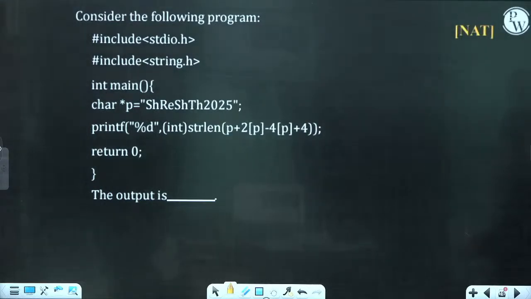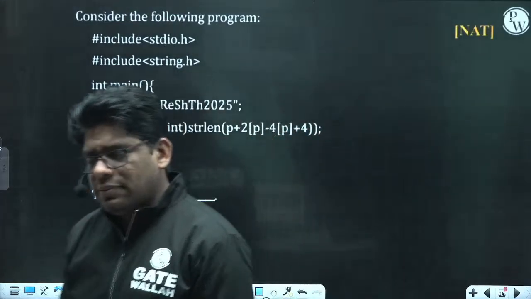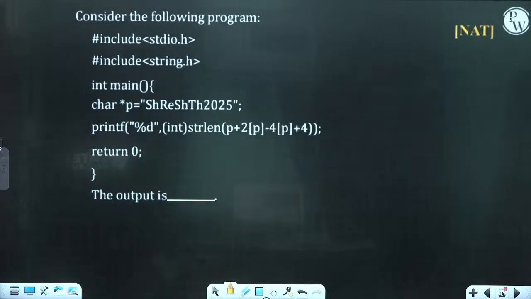Manju, maybe. Manju, does it really matter from where this question is? Just focus on concepts.